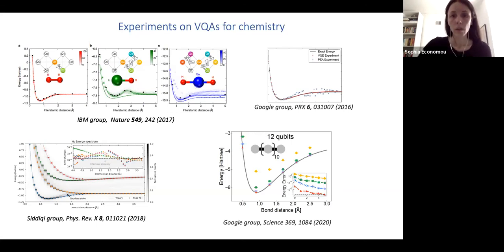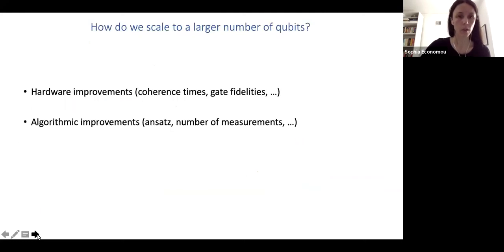So, of course, these were very nice experiments. They're useful to do because they help you learn better how to control your hardware. They help you construct simulation algorithms and overcome things like noise. But of course, they're still very, very small. And the question is, how do we scale to a larger number of qubits?